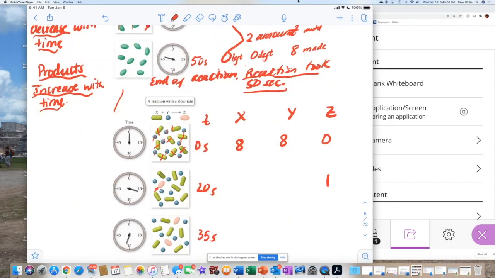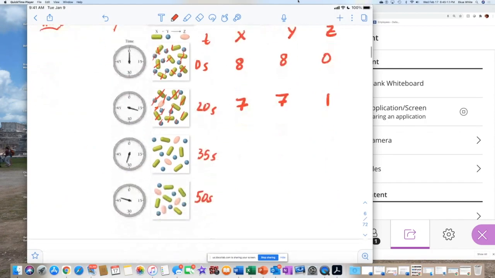To make one product, each one had to react. So we have 1, 2, 3, 4, 5, 6, 7. 7 left. 1, 2, 3, 4, 5, 6, 7. 7 left. It makes sense. One of each X and one of each Y had to react to make one of Z, right? It's the 1 to 1 to 1 mole ratio.